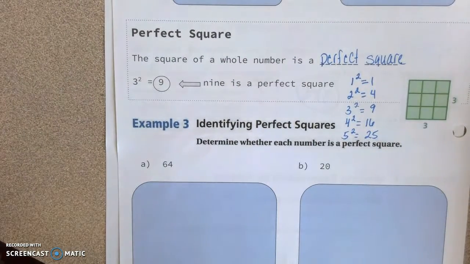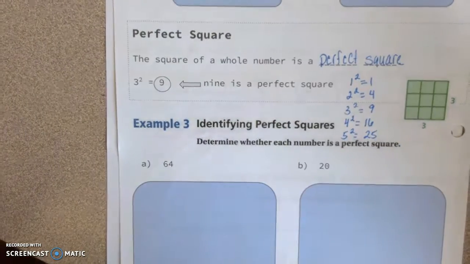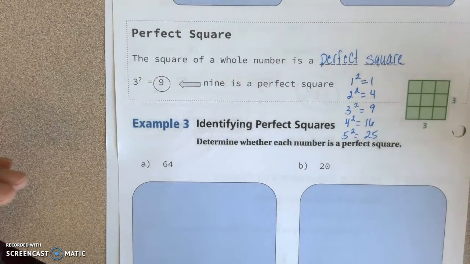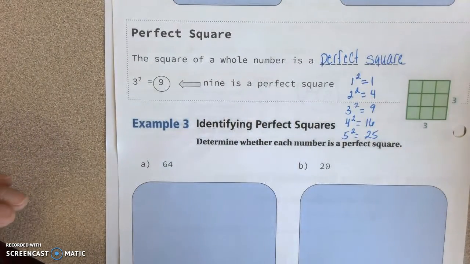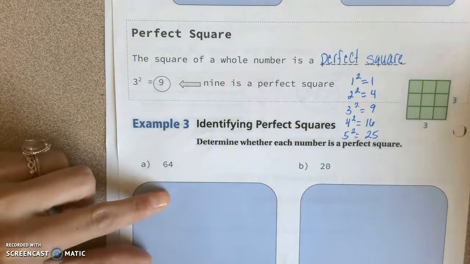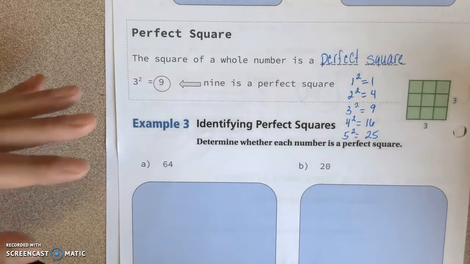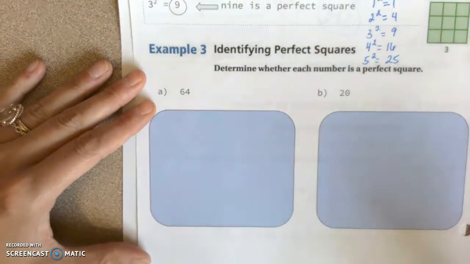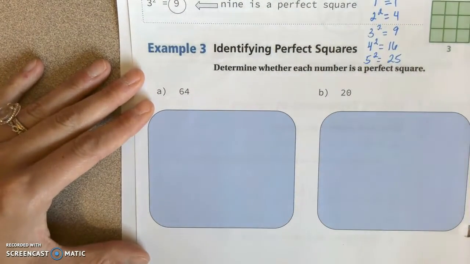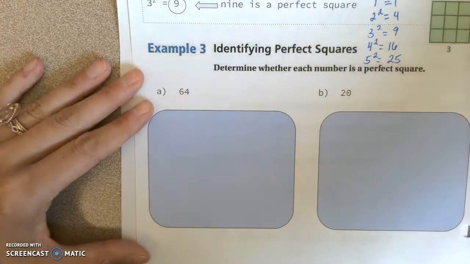I don't expect you to remember all the perfect squares or memorize them, but we do have to understand what it is and be able to explain if a number is a perfect square. For example, down here, 64. We're going to say yes, 64 is a perfect square. The reason being, I can take 8 times 8 or 8 squared and get to 64.